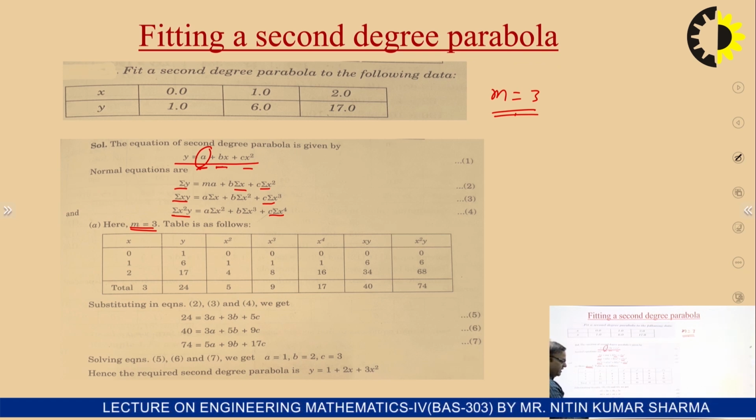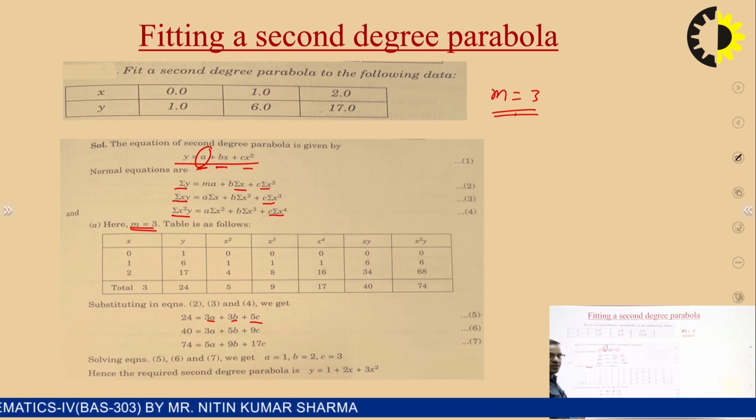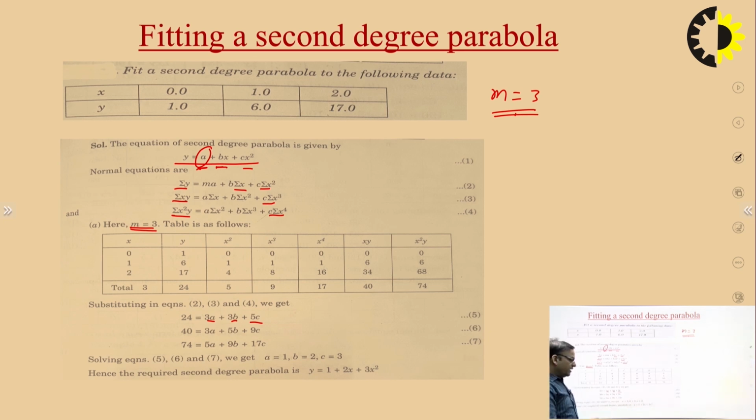We get these linear non-homogeneous algebraic equations in 3 unknowns A, B, C. Then solve these equations by calculator, and we get the values of A, B, C as 1, 2, 3. Then put these values in equation number 1. You will get y is equal to 1 plus 2x plus 3x square, which is the required equation of the second degree parabola. So this will be the answer for the given data set.